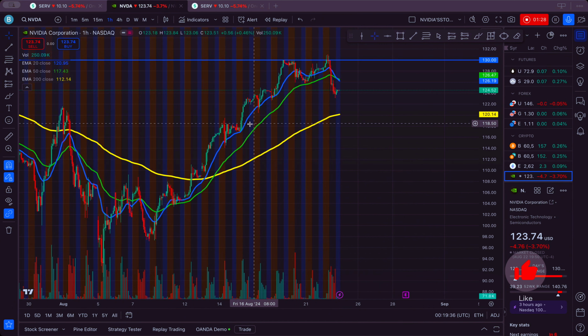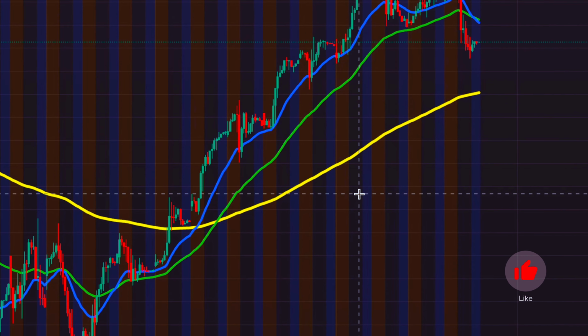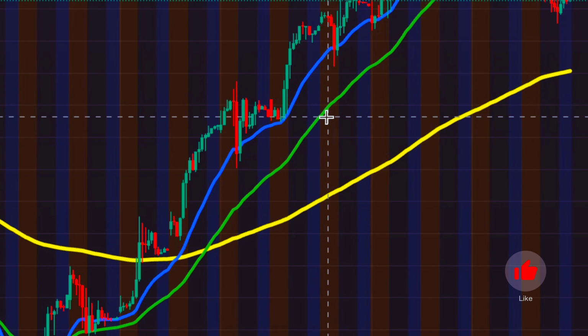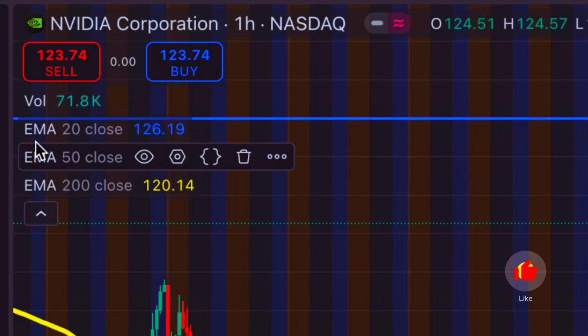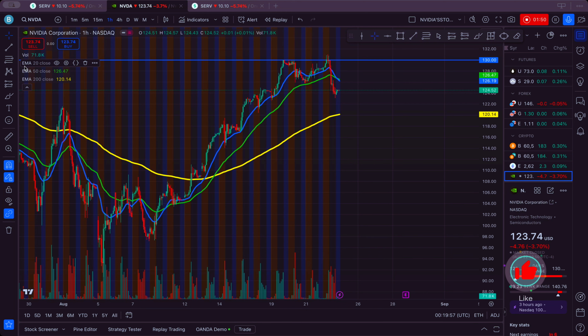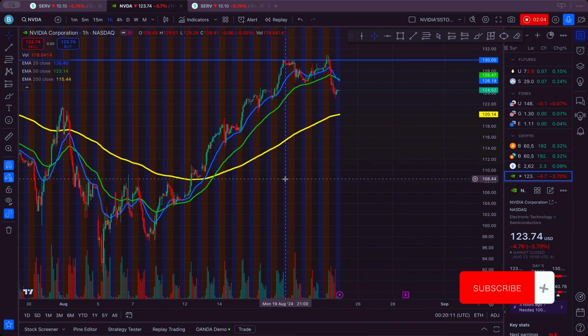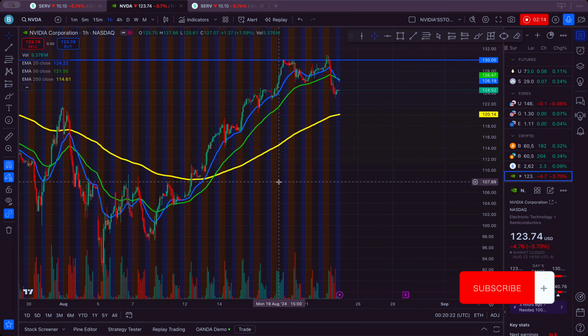As you can see in the chart here, we have three different lines. We have a blue one, a green one, and a yellow one. The blue one is the 20 exponential moving average. The green is the 50 exponential moving average. And we have the 200 exponential moving average. So as I said, let's break down what EMAs actually are.